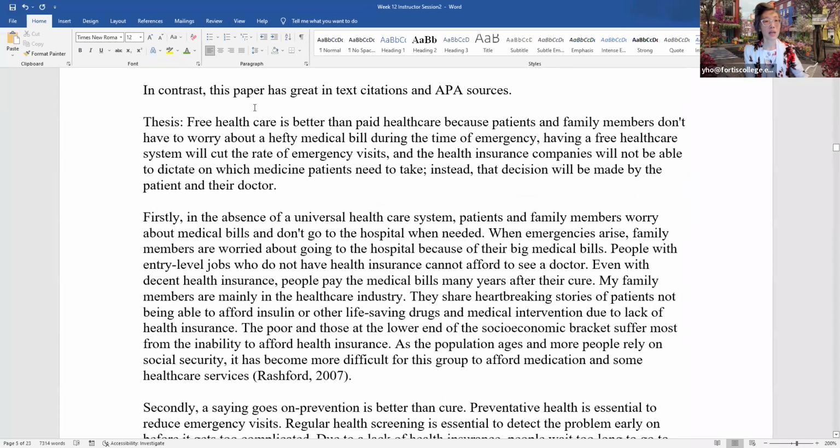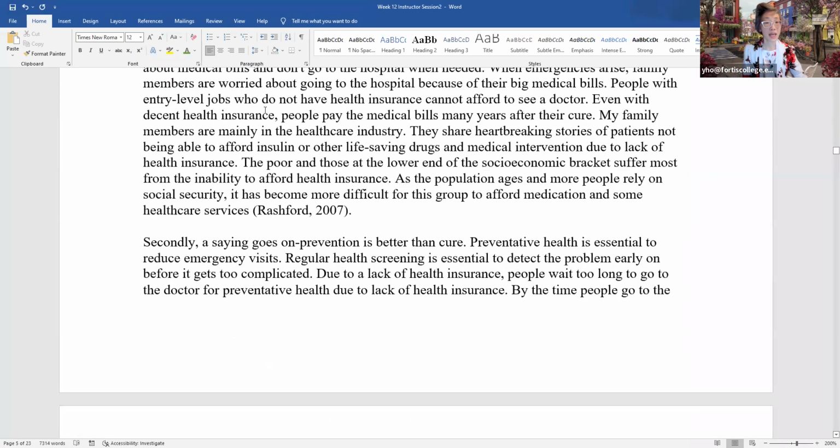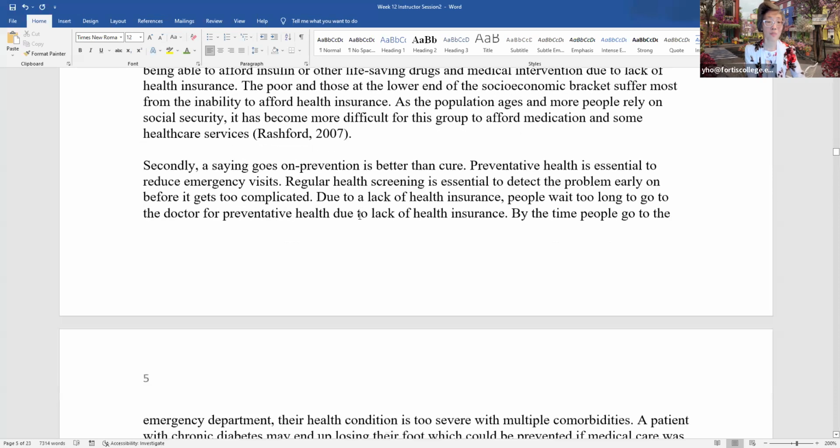Anyway, here, in contrast, you have somebody with a really good paper, because she has an in-text citation. As the population ages and more people rely on Social Security, it has become more difficult for this group to afford medication and some health care services. And then she put in the author's name, and she put in 2007, the date. So here she did a paraphrase, so she did not need a page number, and she did not need quotation marks. You put your in-text citation inside the text of your paper.